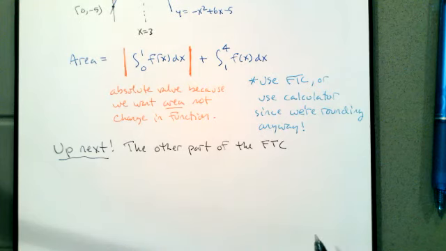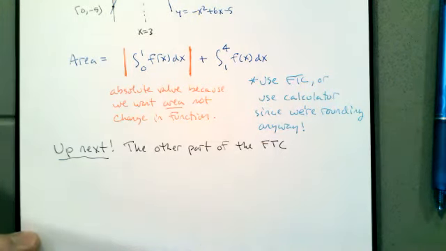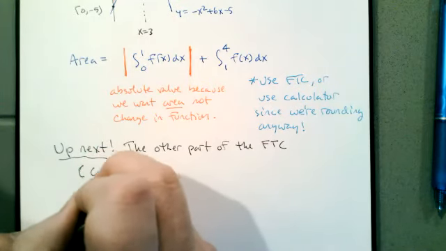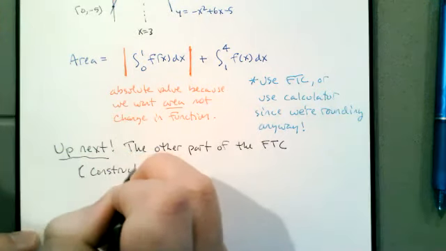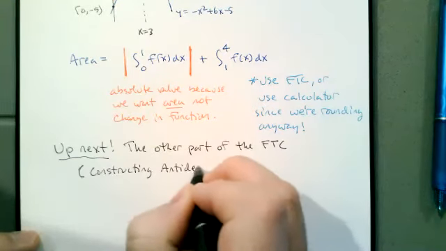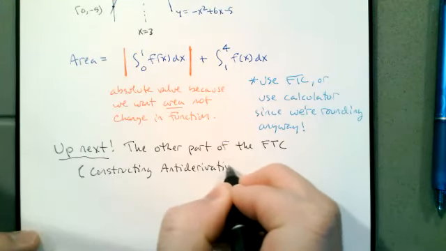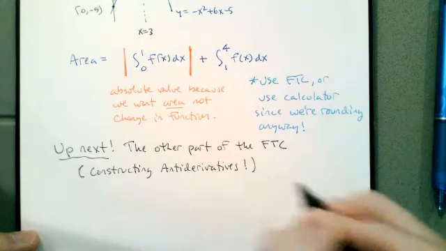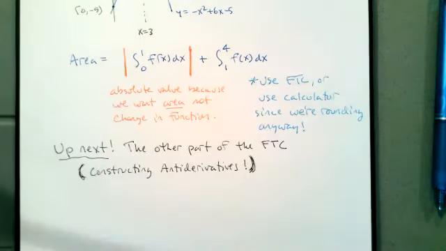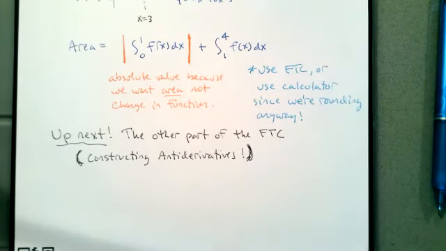Let's talk about the other part of the fundamental theorem of calculus. It is about constructing antiderivatives. That's the big deal that we get out of this: constructing antiderivatives. This is a big deal. So let's just state it and then talk about why it's significant.